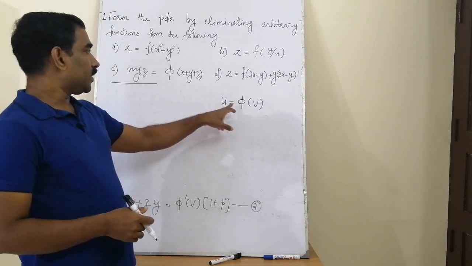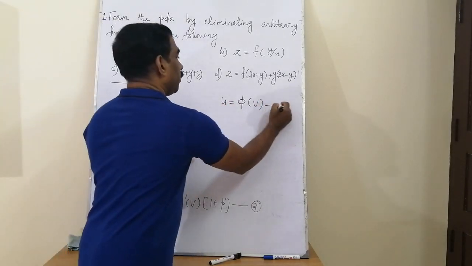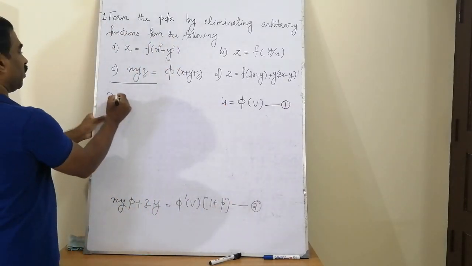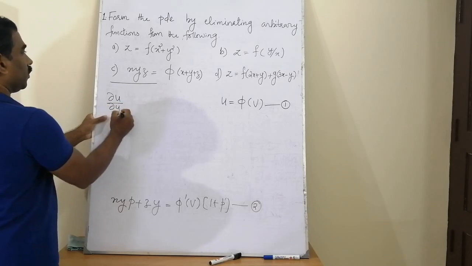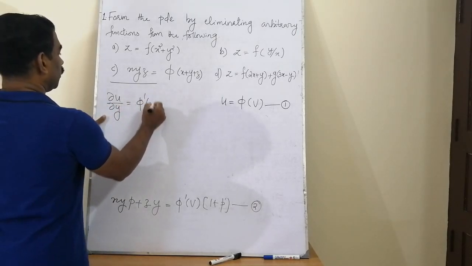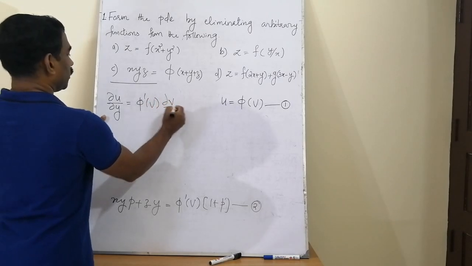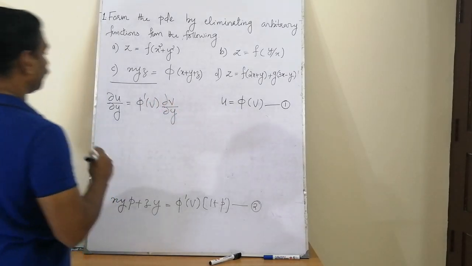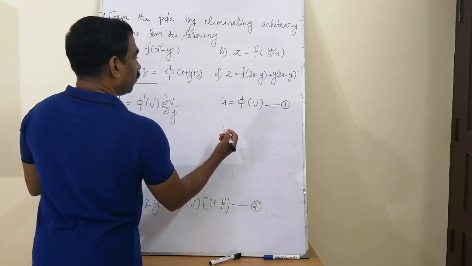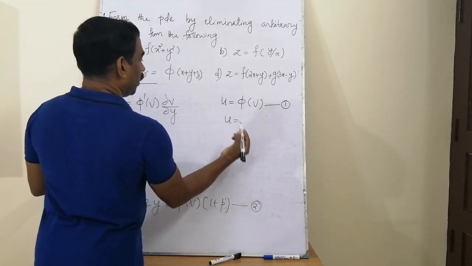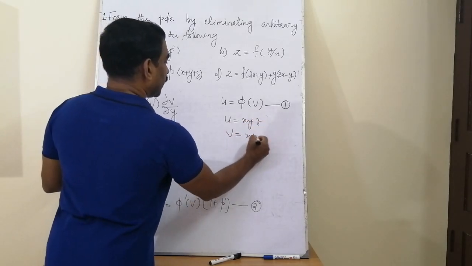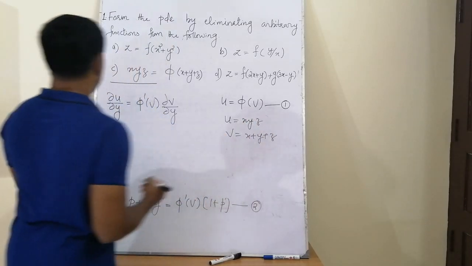Now the second differentiation, differentiating this equation number 1 partially with respect to y. So the left side will be dou u by dou y. Dou u by dou y is equal to phi dash of v into dou v by dou y. And in the relation u is equal to phi of v, what are u and v? u is equal to xyz and v is equal to x plus y plus z.